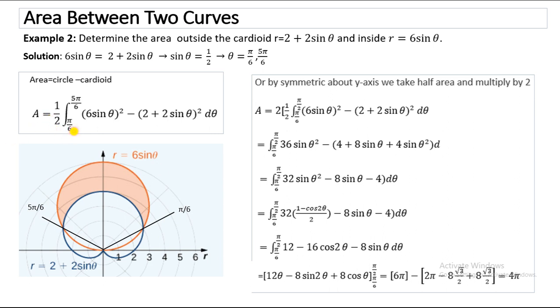Area equals half integration from pi over 6 until 5 pi over 6 of 6 sine theta squared minus 2 sine theta to the power 2. The largest minus the smaller. The larger minus the smaller, always. This is greater than this.